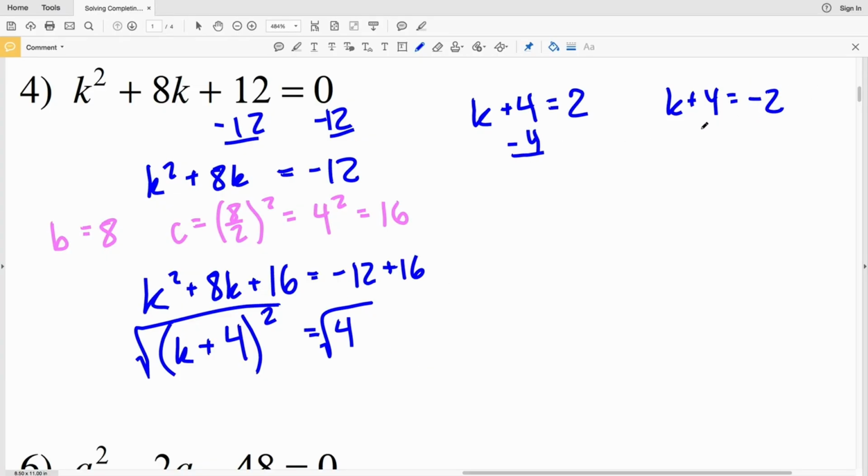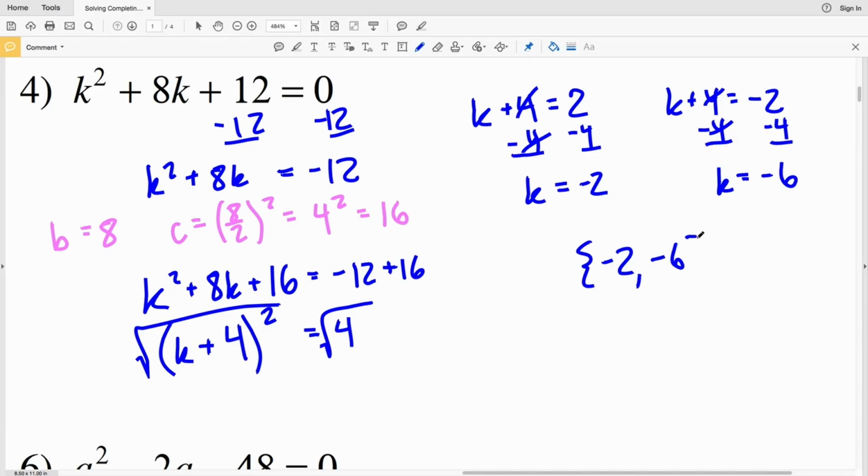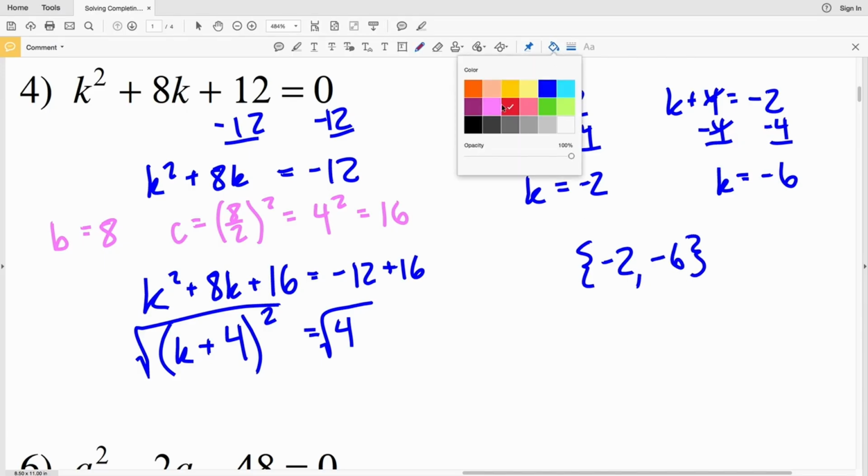Now I'll subtract 4 from each of these equations, and doing so on both sides. So I'll have k equal to a negative 2, and I'll have k equal to a negative 6. So negative 2, negative 6 are my solutions in number 4.